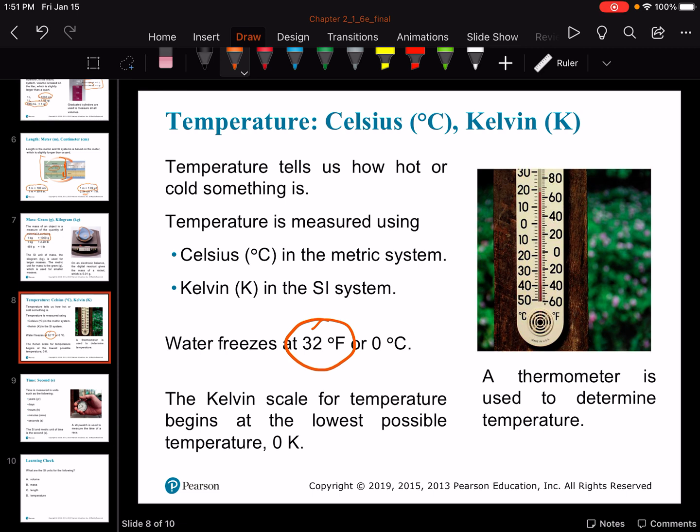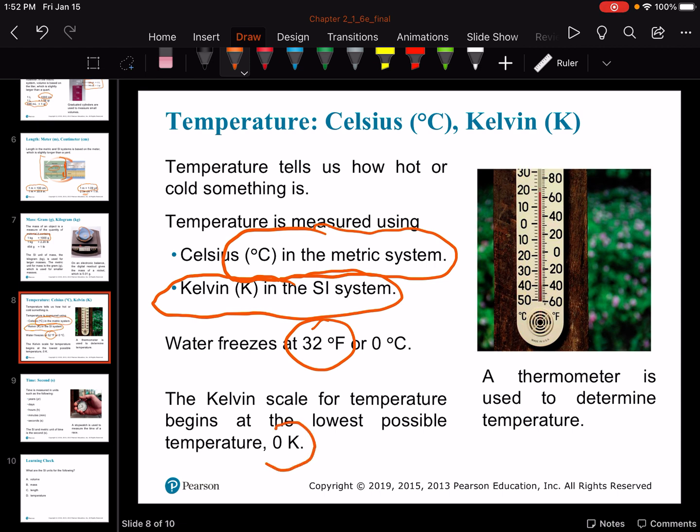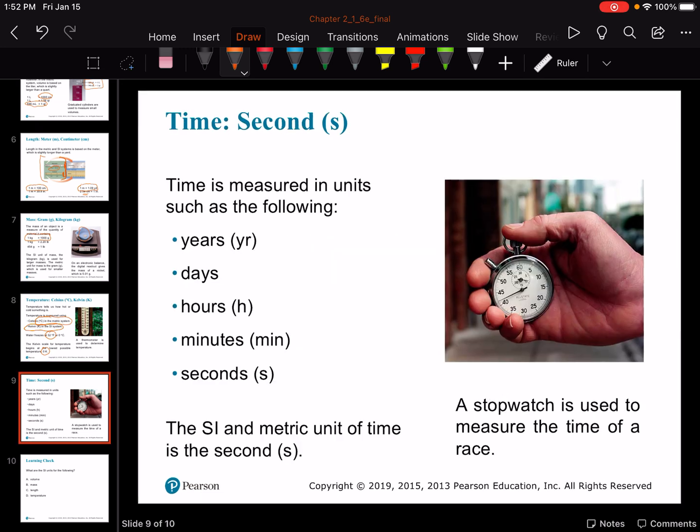We don't deal with that a whole lot. So the metric system uses Celsius, and the SI system uses kelvins, and we're going to be using kelvins a lot in this class, okay? So the Kelvin scale for temperature begins at the lowest possible, and that's 0. And Kelvin, we'll relate Kelvin and Celsius later. Okay, and finally, time. Time is seconds. I don't think that's going to be uncomfortable for any of you.